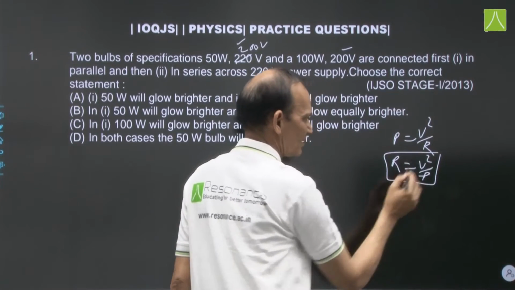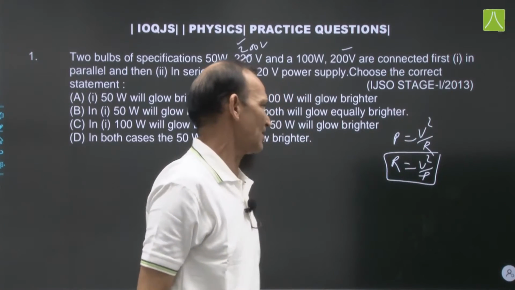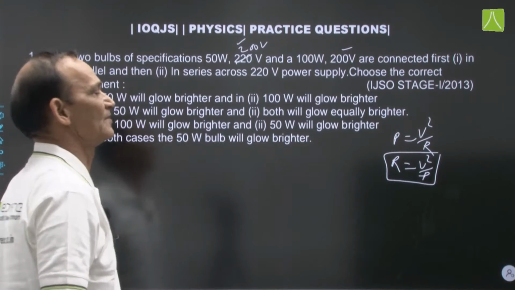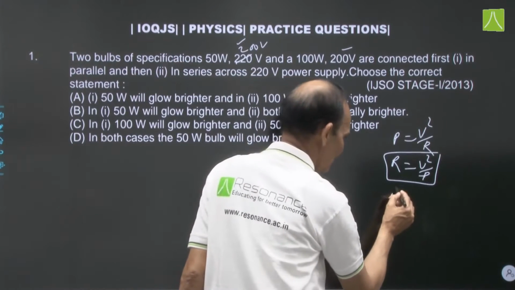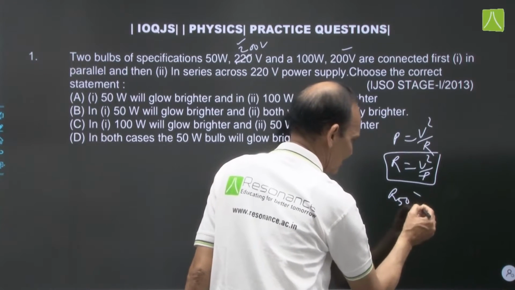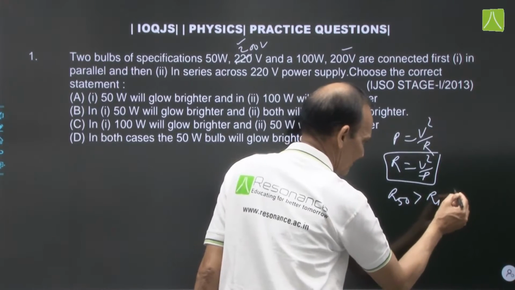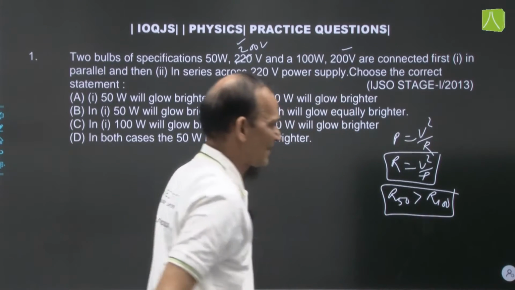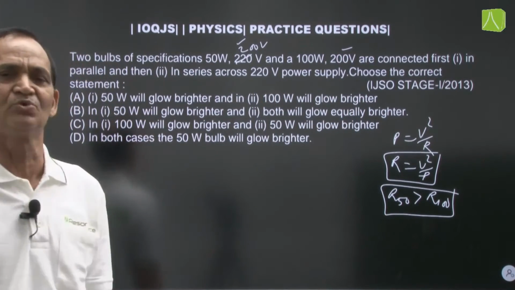Think about it. Resistance: higher is the power, lower will be the resistance. So we can say R50 is greater than R100. Definitely, because all the appliances are made for parallel use.